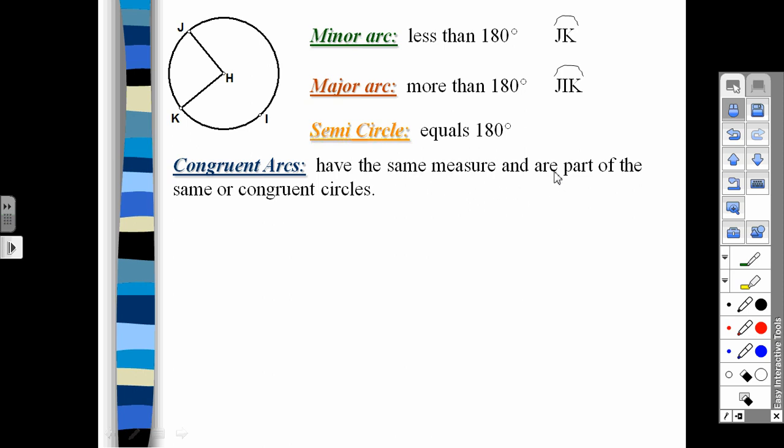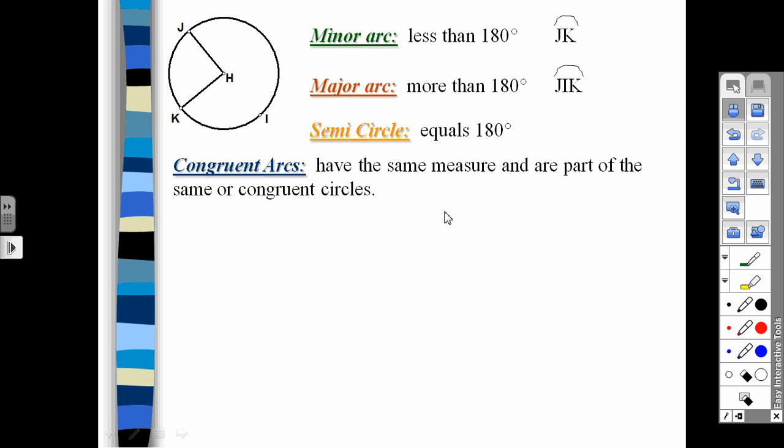So what we also have to tack on here is that they have to be part of the same circle, or they have to be part of congruent circles, which we saw from the last section. Congruent circles have to have congruent radii. So that means that they are the same size. Okay, so that's really important to remember, that congruent arcs have to have the same measure and are part of the same circle or congruent circles.